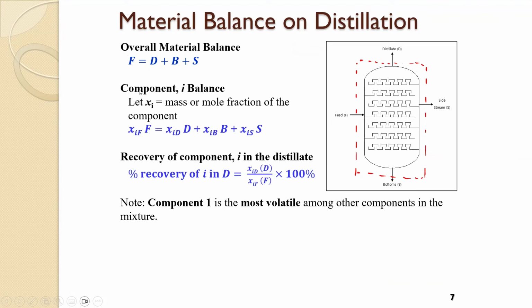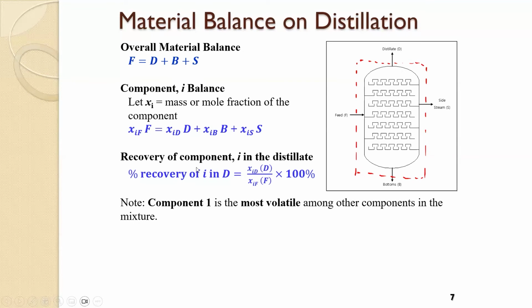So let's just say there are two components or three components. So let's focus on one component. Let's just say I. So Xi is the mole or mass fraction of the component. So component balance I, Xi in the F times F, Xi in the D times D, plus Xi in the B times B, etc., etc. If you want to solve for the recovery of component I in the distillate, because of course in the distillation, which of the streams is the desired product stream? The desired is, of course, the distillate.